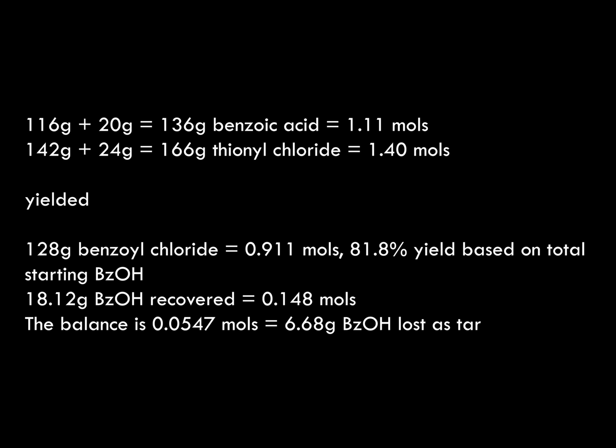And then here's a breakdown of my yield. The 128 grams of benzoyl chloride is based on the starting benzoic acid, an 81.8% yield, and then 18.12 grams benzoic acid recovered, basically 0.0547 of 1.11 moles benzoic acid was lost. The thionyl chloride was significantly less pure than I thought it would be, but that's what I get for being lazy and not purifying it by distilling it beforehand.